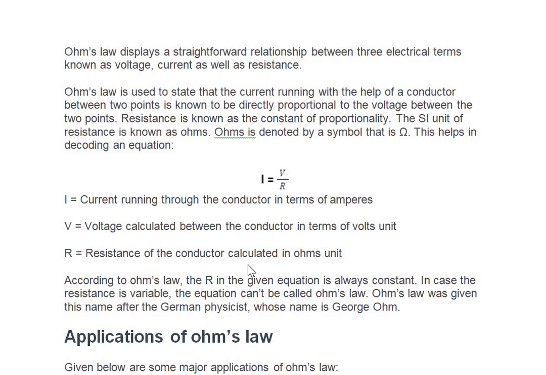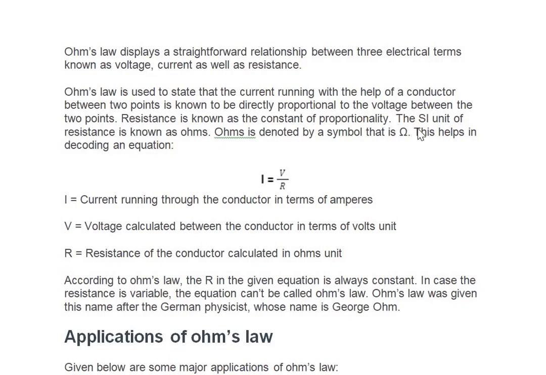Ohm's law is used to state that the current running through a conductor between 2 points is directly proportional to the voltage between the 2 points. Resistance is known as the constant of proportionality. The SI unit of resistance is known as ohms. Ohm is denoted by a symbol, which has been represented like this.